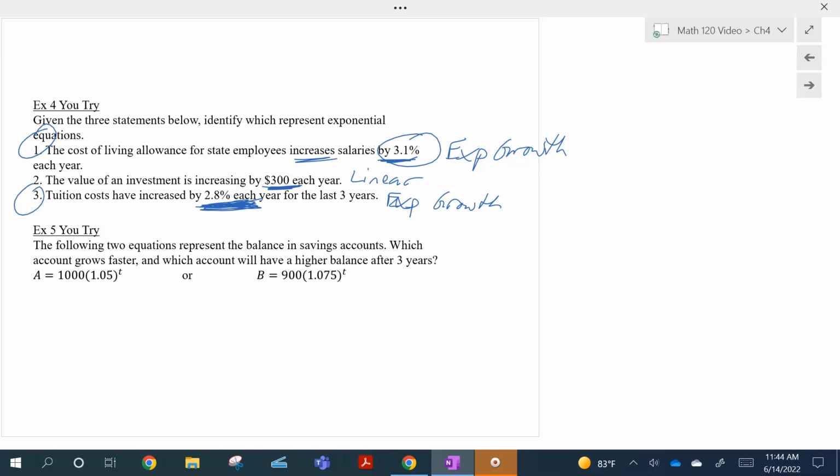All right, how about this one here? The following equations represent the balance in savings accounts. Which account grows faster? In other words, whose growth rate is bigger? And which account will have a higher balance after 3 years?